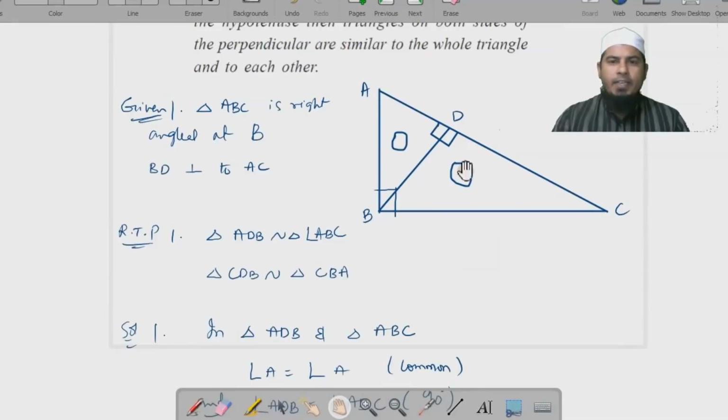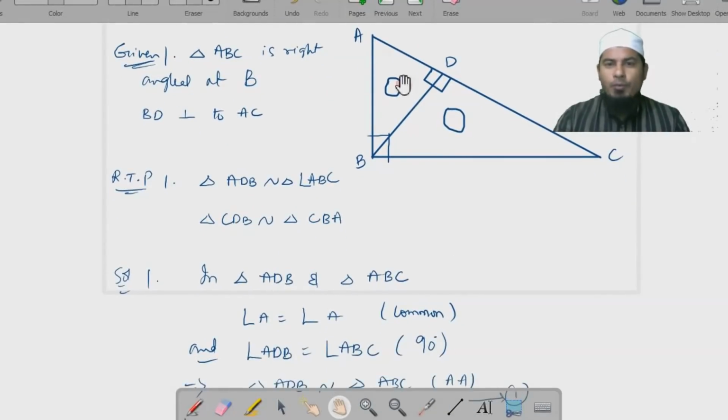Yes, here in this right angle triangle ABC, BD is perpendicular to the hypotenuse. According to the statement, this is the diagram. We are proving this smaller triangle to be similar to the bigger one.